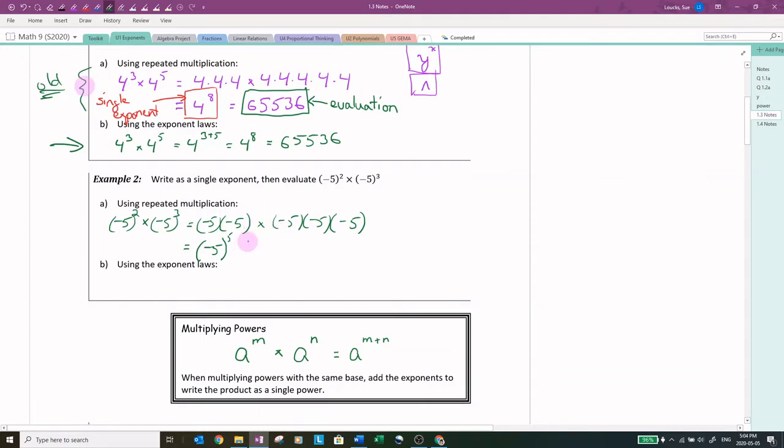And if I evaluate this, it's going to equal negative 3,125. When you do this in your calculator, I honestly wouldn't put the negative in, because I don't trust it. Calculators actually are not consistent in how they manage the negatives.